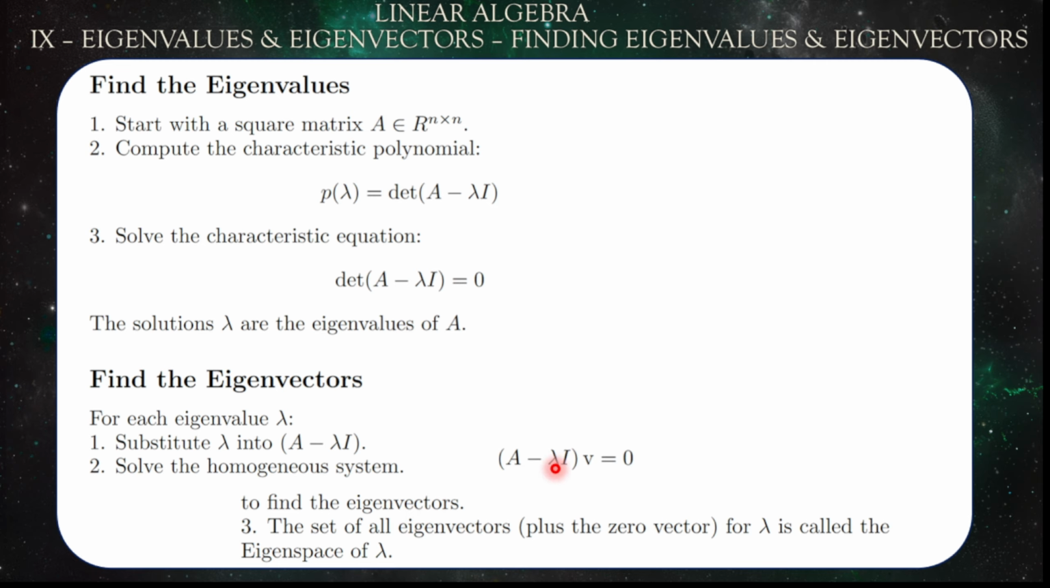So for lambda equal 1, you place it back in A minus lambda I to find the first set of eigenvectors. Then for the second value of lambda, you also get the other eigenvectors. The set of all eigenvectors obtained plus the 0 vector for lambda is called the eigenspace of lambda.